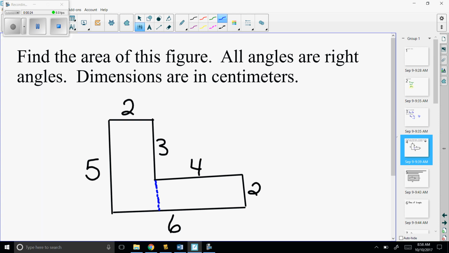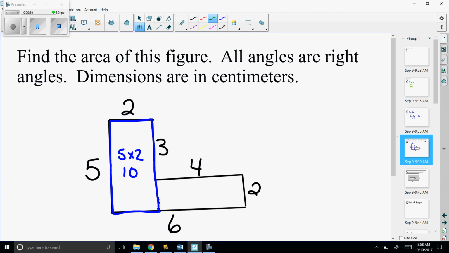So like it separates two shapes. So I get two rectangles. So what is the area of one rectangle? 10. I'm going to take 5 times 2. So the area of that rectangle is 10.